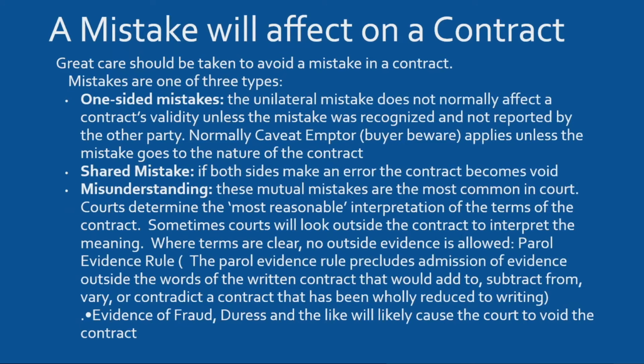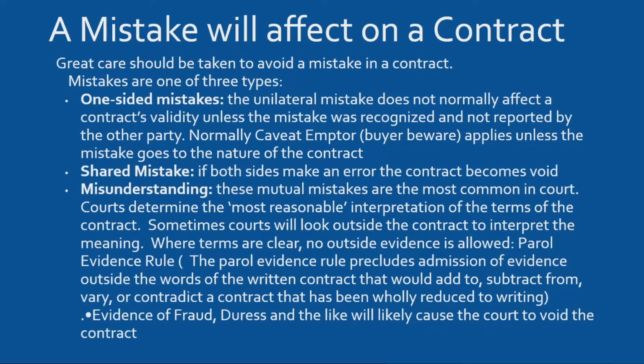We also have this issue of mistake that we have to worry about, and mistakes tend to fall into three flavors. A one-sided mistake, that is, oh, I didn't realize that. You did, I didn't. So a unilateral mistake does not normally affect the contract's validity unless the mistake was recognized and not reported by the other party. If it's a one-sided mistake, generally, you're responsible for it. Buyer beware applies unless the mistake goes to the nature of the contract.